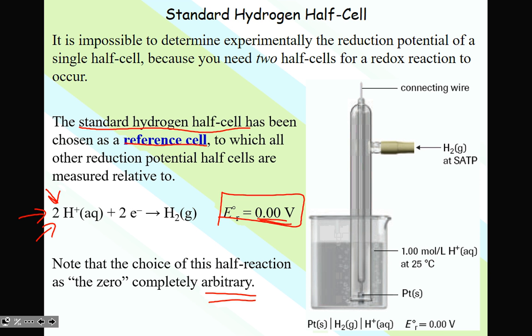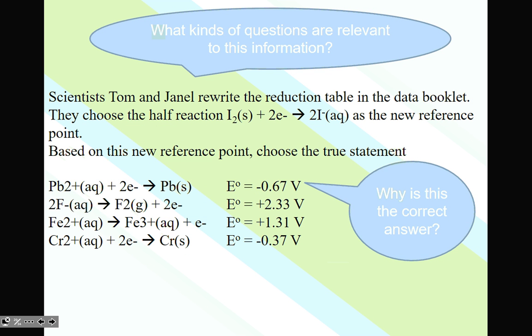Someone just said, hey, we'll assign this 0 volts, and we'll compare everything to that cell. So really, why do we care? And what kind of questions can be generated from this? So here's an example of a question, and I'll show you how to break it down and how to find the answer, because you do get these types of questions.